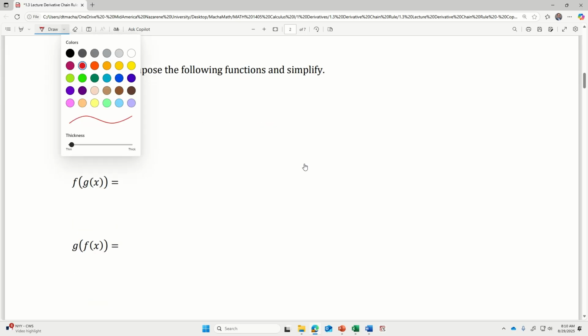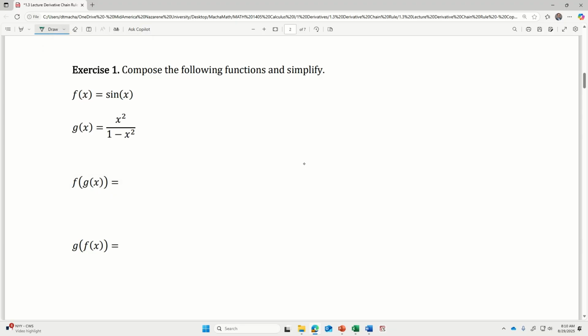So now we've got just another example that we can work through really quick. Right now I care about what is f of g of x, where my f of x function is the sine function, and g of x is this rational function, x squared over 1 minus x squared. So what is this composition going to be? It would be sine of x squared over 1 minus x squared.